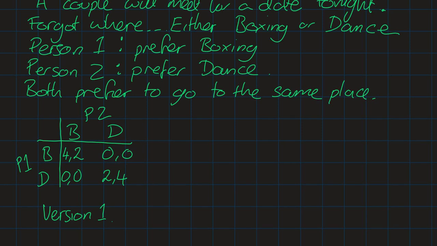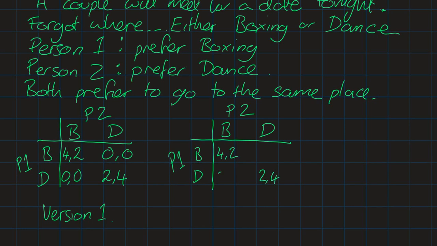So sometimes people talk about Battle of the Sexes version 1 and Battle of the Sexes version 2, where everything is the same except for that one outcome where now they're both a little bit happy. They're a little bit happy because they're doing what they want to do. They're not together, which causes them not to be super happy, but they're a little bit happy because person 1 is boxing and person 2 is dancing. This is version number 2.